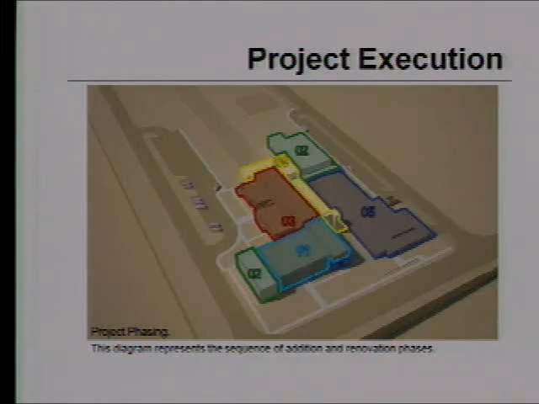So phase 1 would be the interior renovation of half of the south building. Phase 2 would start the additions to the north building and to the south building. Then that next summer, we would renovate the remainder of the south building. That following school year, we would work on tying in the addition. And then that last summer, we would renovate the north building to finish everything up.